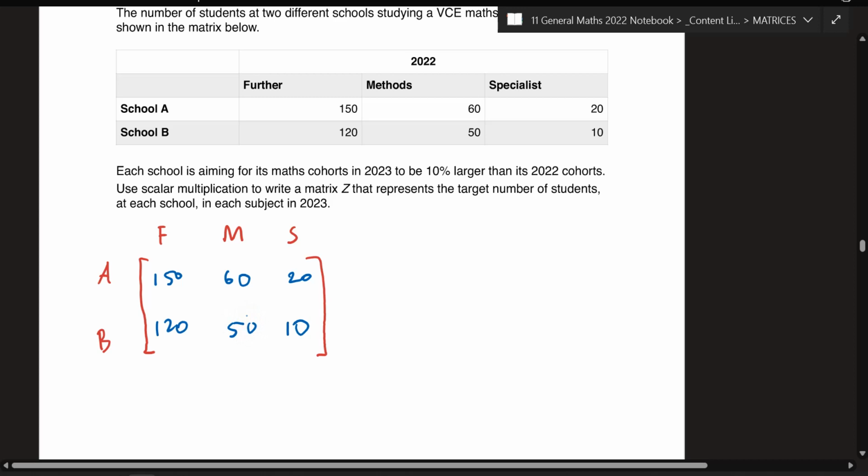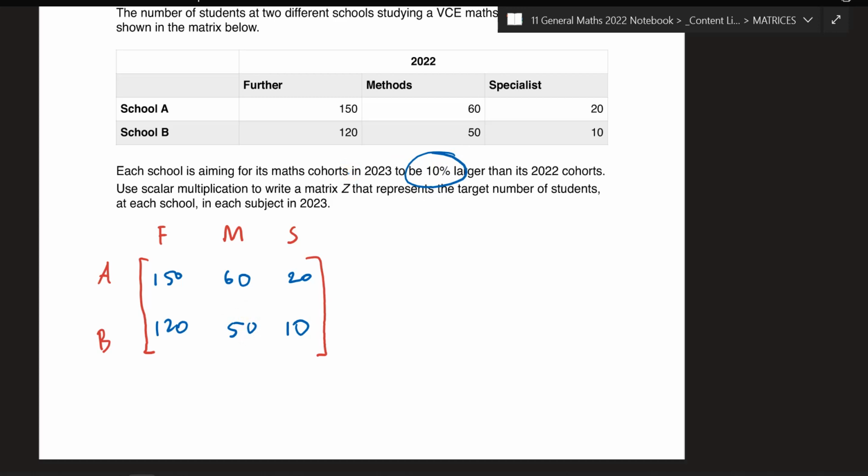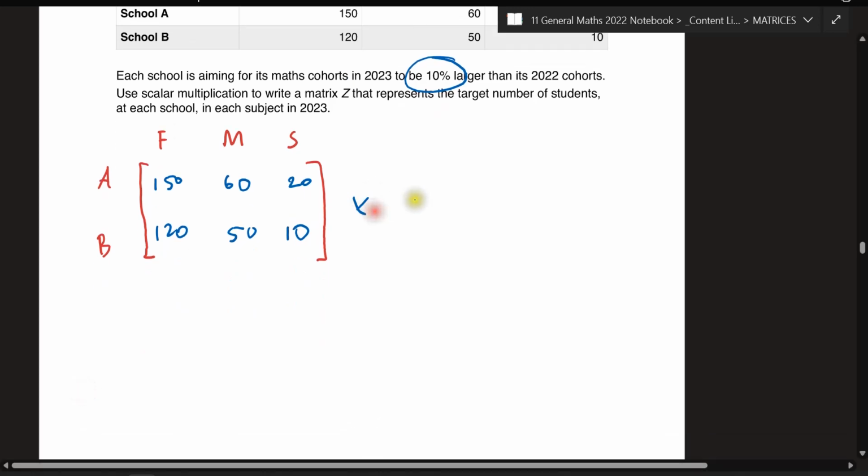Now, if we read the question, it's asking us to increase all of this by 10%. Now, if you think back to what we learned about in recursion, when you're increasing by a certain percentage, you've got to be multiplying by a number that's bigger than 1. So if it's a 10% increase, what are you going to multiply it by? 1.1. Okay, so you're going to multiply this by 1.1.